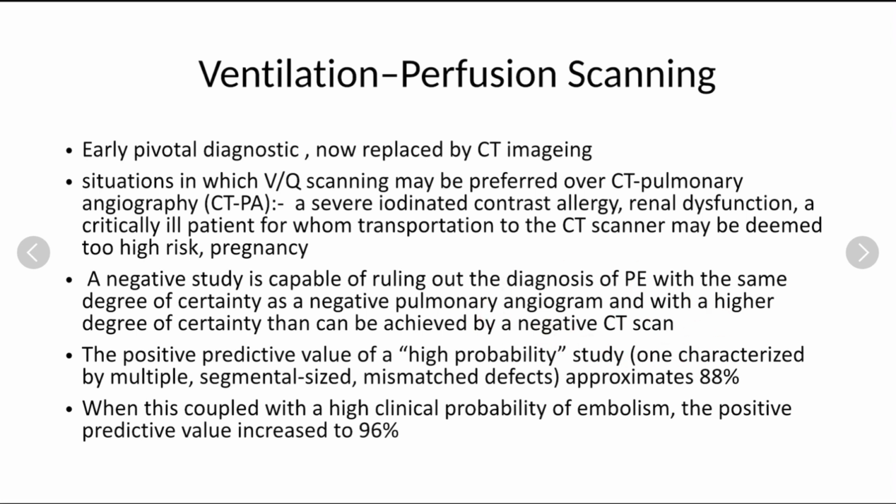Very important. They are telling that the negative predictive value is equal to CT scan. So we can perform a ventilation perfusion scan if the patient cannot go for CTPA. The positive predictive value for a high probability study, with multiple segmental-size mismatch defects, is approximately 88%. When this is coupled with high clinical probability, if the patient has signs and symptoms of pulmonary embolism and we perform a ventilation perfusion scan, then the positive predictive value can increase to 96%.